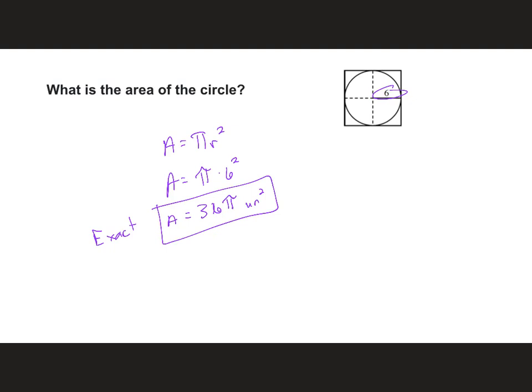Now let's find our approximation. 36 times 3.14. Type that in on my calculator, and that brings me to 113.04. There's no label, so we're going to call that units squared. And again, that is my approximate. I know this seems a little bit weird because it has a decimal in it, and you're like, why is that an approximate? Because again, 3.14 is just our estimate for that pi value. All right, moving on.